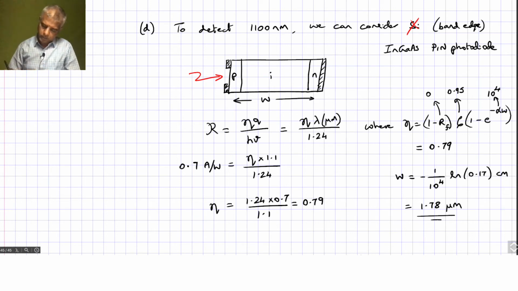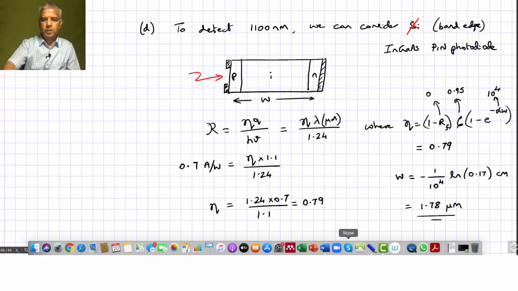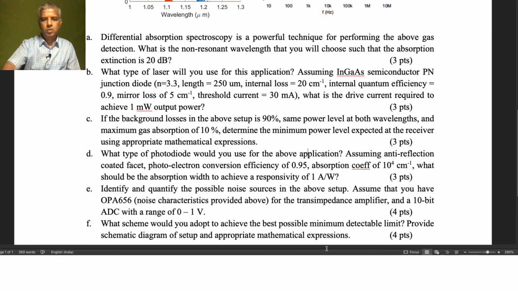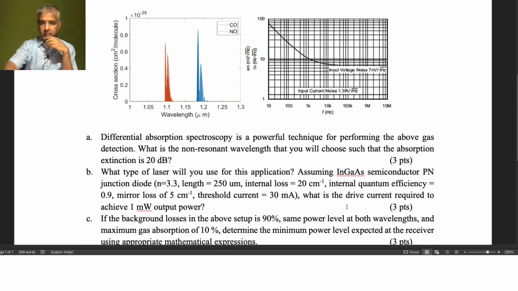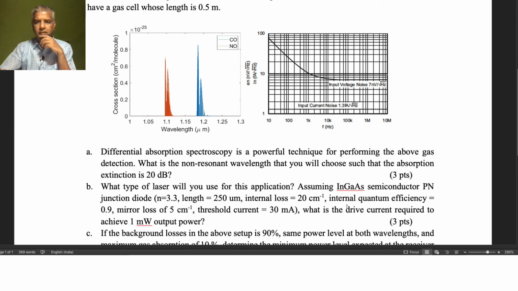Now, let us just go back to the question again and see what else we have been asked to do. You have been asked to identify and quantify the possible noise sources in the above setup. Assume that you have OPA 656 for the transimpedance amplifier, and you also have a 10-bit ADC with a range of 0 to 1 volt. OPA 656 noise characteristics are given.